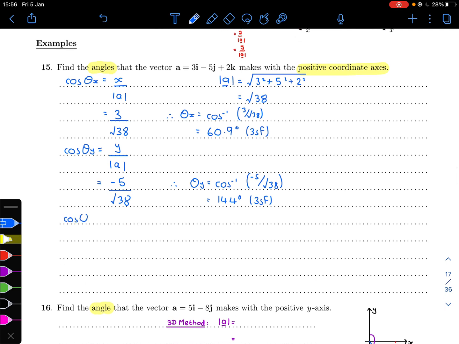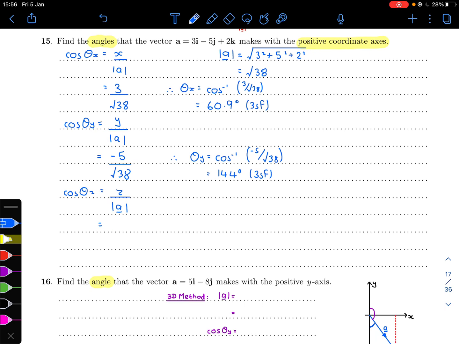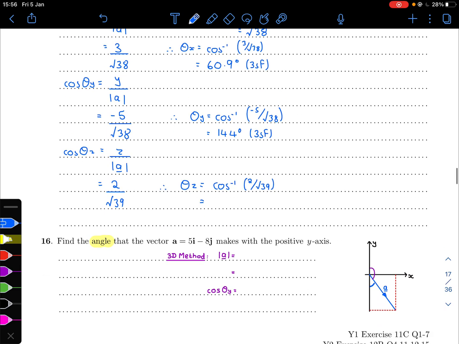And then finally, the angle to the z-axis, the positive z-axis. I was meant to write mod a there. So the z component of the vector is 2 over root 38. And the calculator gives me 71.1 degrees. 3 significant figures.